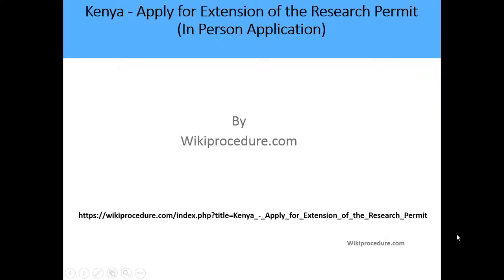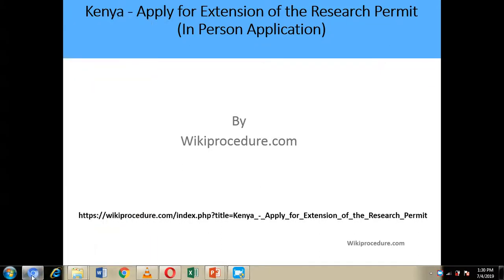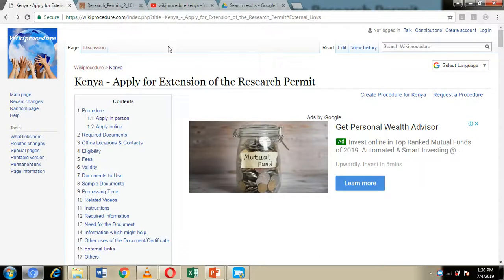Hello, welcome to another wiki procedure, and today we are going to look at how you can apply for an extension of a research permit in Kenya. Down here below, we have given you a link which is going to direct you to our wiki procedure website page, where we have given you detailed information on how you can go about the application process to get your extension for your research permit.